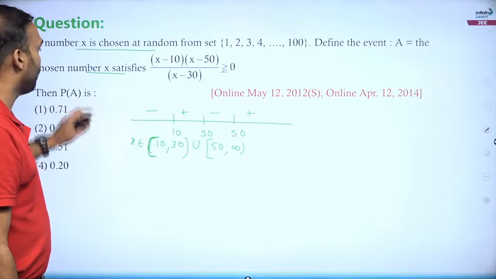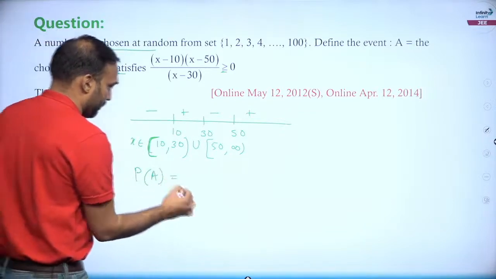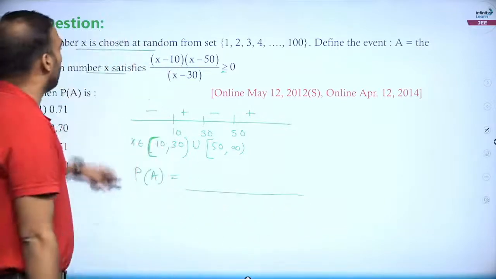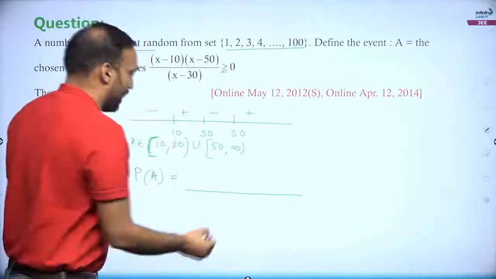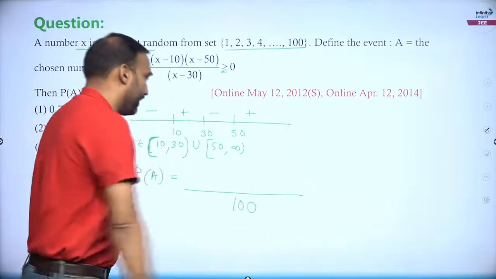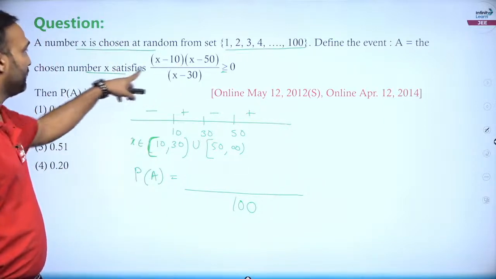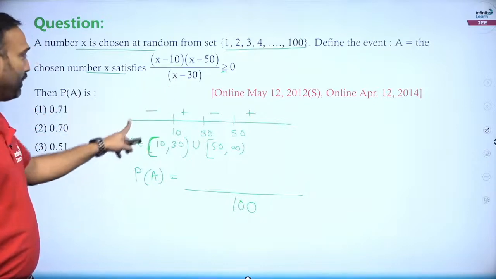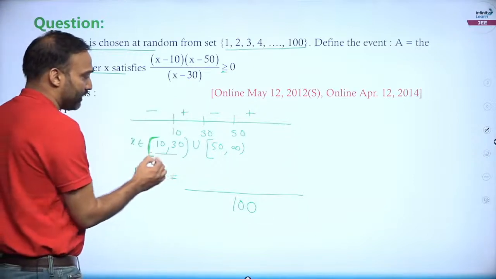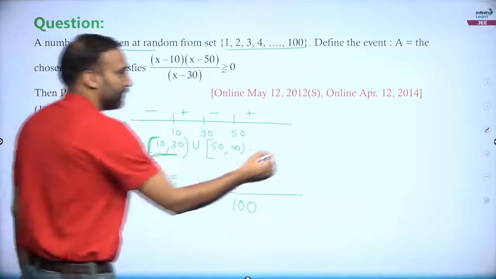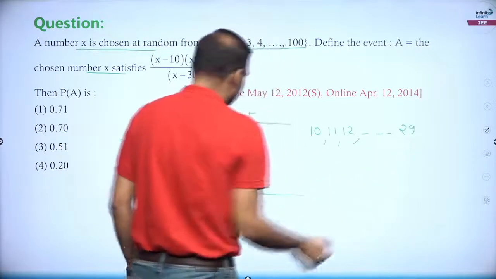Now I have to find the probability of A. So what are the total outcomes possible? A number x is selected from this particular set. So total possibility is 100. Right. Now I have to find out the favorable. Favorable is event A is defined as the chosen number satisfies this. Right. Now A belongs to this particular interval. Right. Now how many numbers do I have over here? I have from 10 to 30. Right. So 10, 11, 12, till 29, 30 is not included, right?